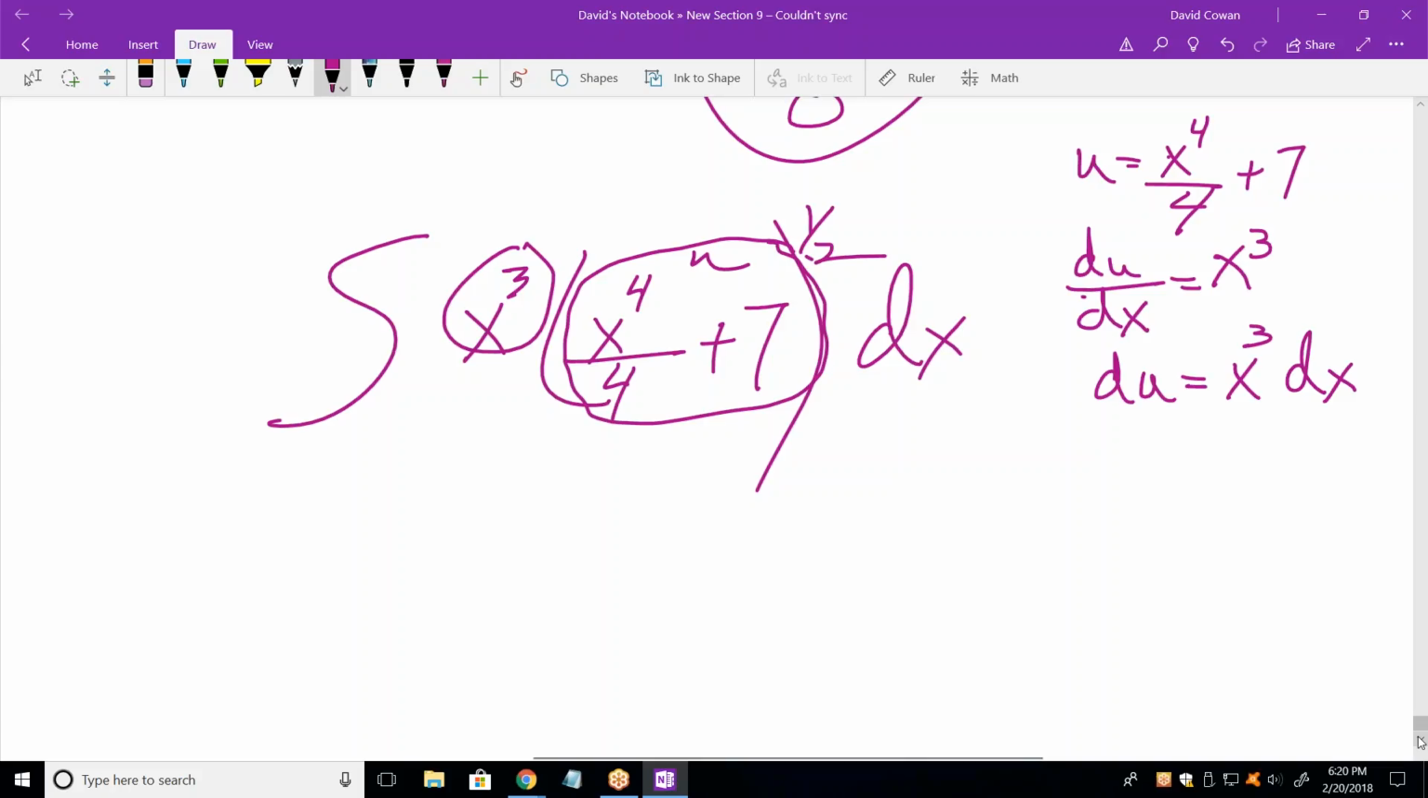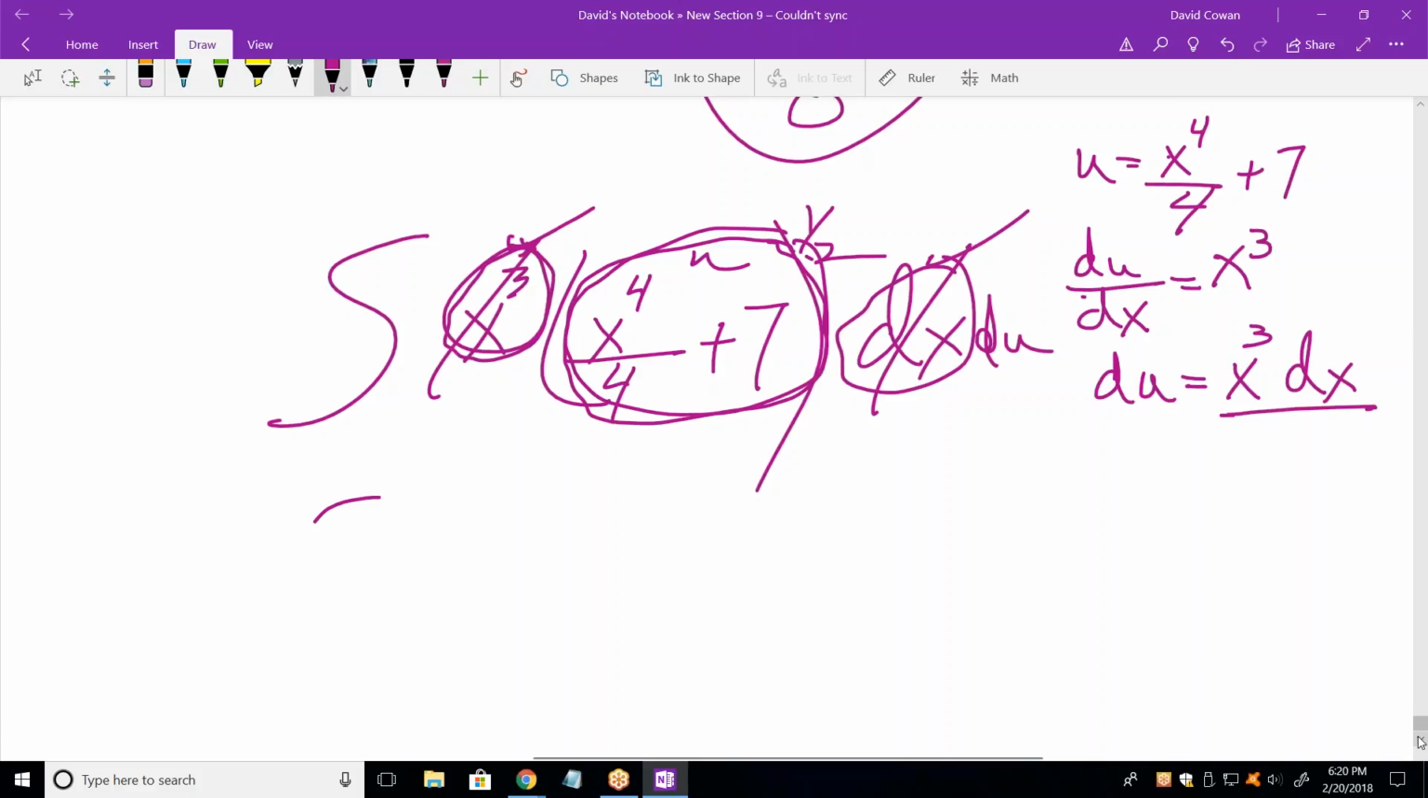Okay, see how I got to that step? Yes. Now, notice that I've got x to the third there, and I've got a dx over here. And they are basically next to one another. In other words, I could switch these two if I wanted to. So I've got my x to the third dx. There's my x to the third dx. I'm going to substitute that du. You with me? I think so.